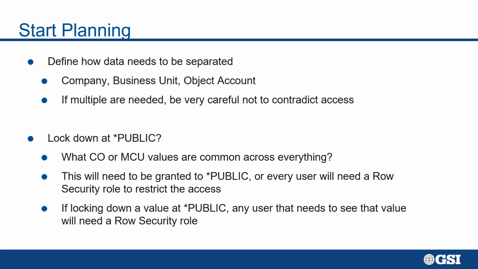So this will need to be granted at Star Public, or every user will need a row security role to restrict the access. Again, if you don't have a Star Public record, if you don't have roles, or records at the user level and you're in inclusive or exclusive mode, the user is basically inheriting full access. And then if locking down a value at Star Public, any user that needs to see that value will need a row security role granting them that value. So again, that's the deny all, the no's at Star Public, the grant backs with either the roles, which are recommended, or at the user level.